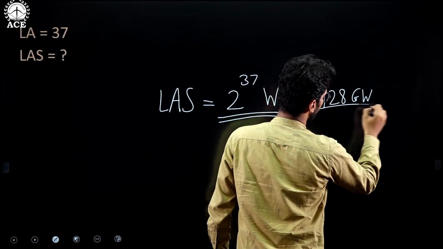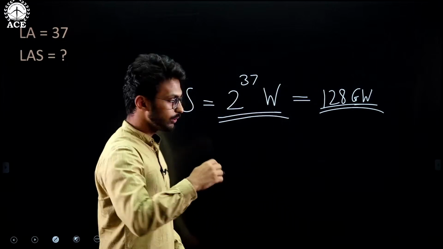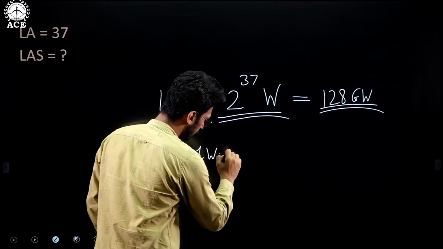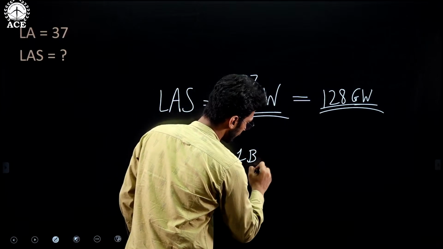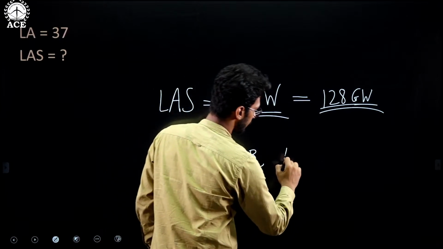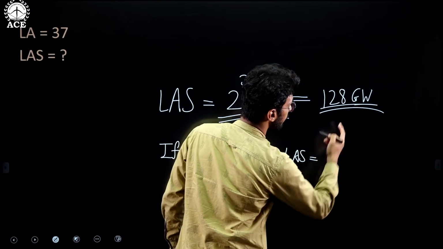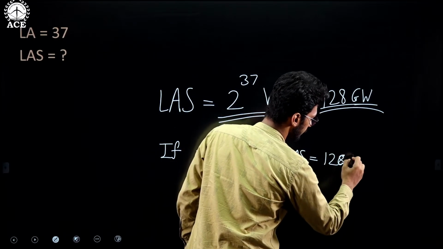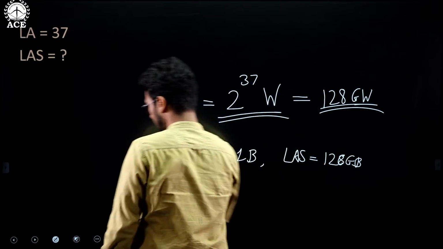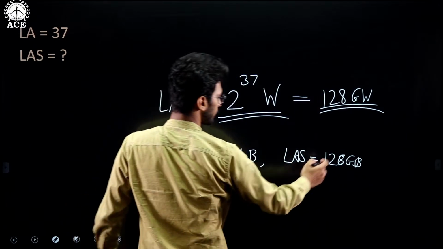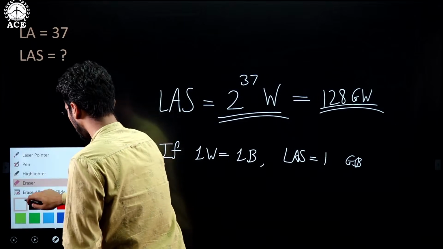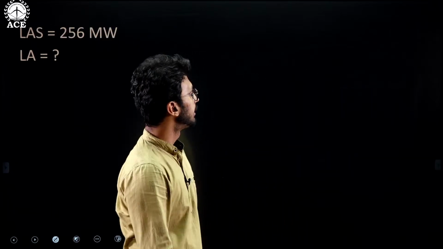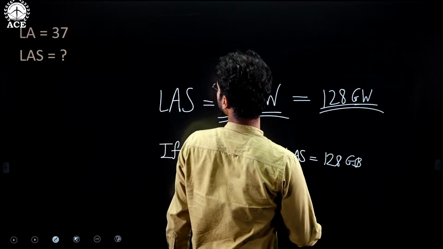Giga. 128 gigawords. Now, if one word equals 1 byte, then the logical address space will be 128 gigabyte. 128 gigabyte. I think I should rub this one. Just a second. 128 gigabyte. Done. Next one. Okay.